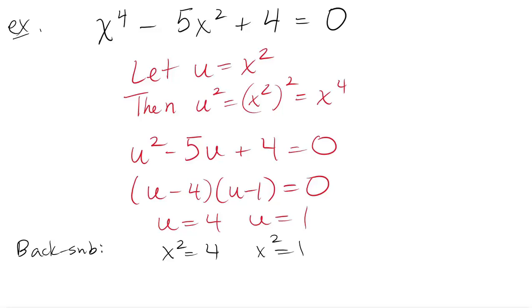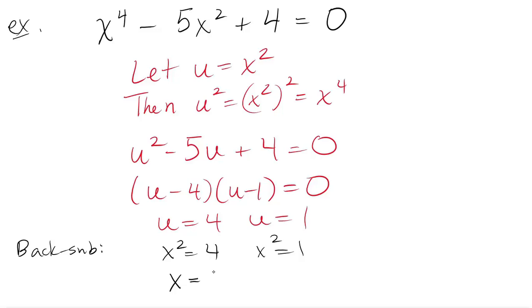A common question I get is, what happened to the x to the fourth? That was the substitution for u squared. I don't have a u squared down here, so I don't back substitute for that. I have u equals 4, that becomes x squared equals 4, and I have u equals 1, that becomes x squared equals 1. And now we can use extraction of roots. Remember to consider both cases because this is an even root.